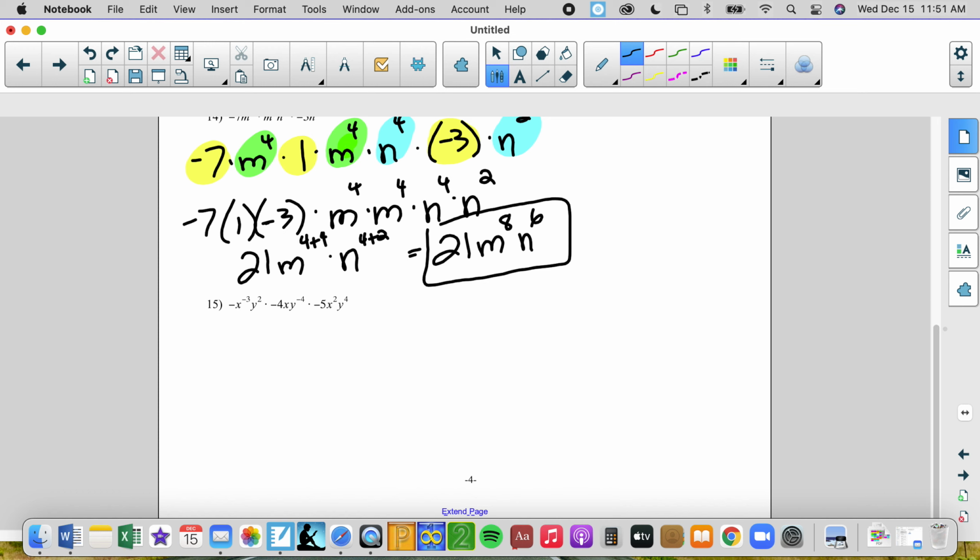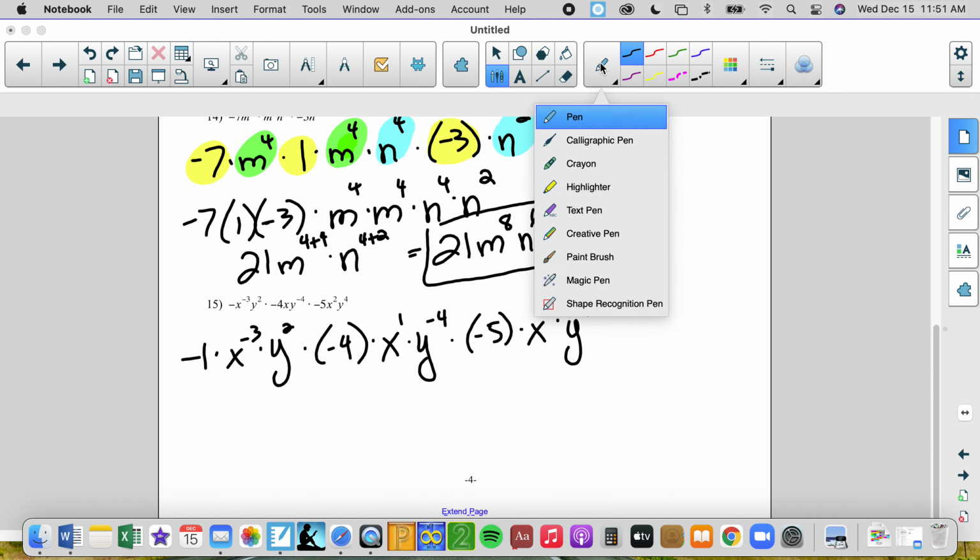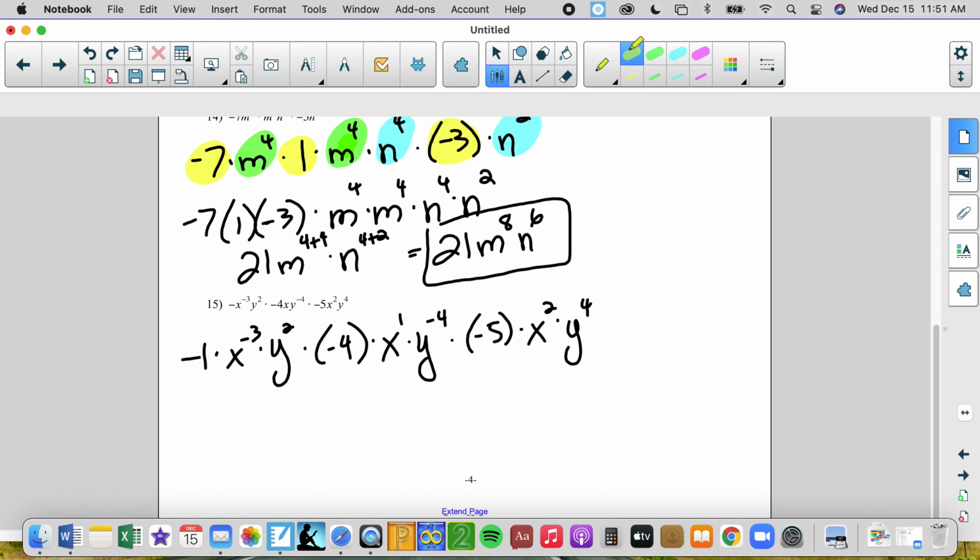Ooh, look at this one. So this is a tricky one. We need to see that that's a negative 1. There's an invisible negative 1. So it's negative 1 times x to the negative 3 times y to the 2nd. We've got some negative exponents going on in here too. Times 4 times x to the 1st times y to the negative 4 times negative 5 times x squared times y to the 4th.